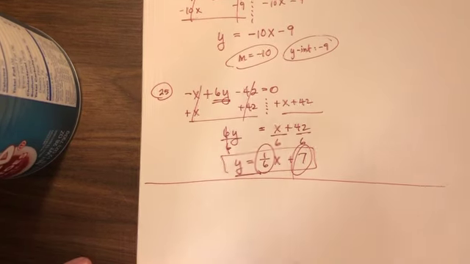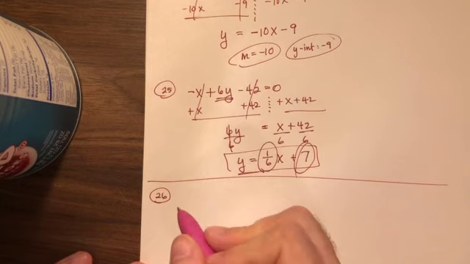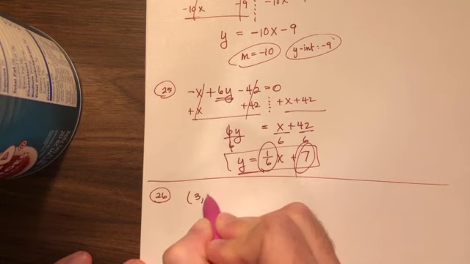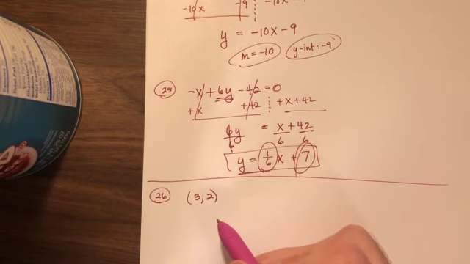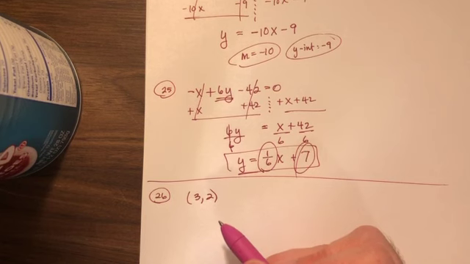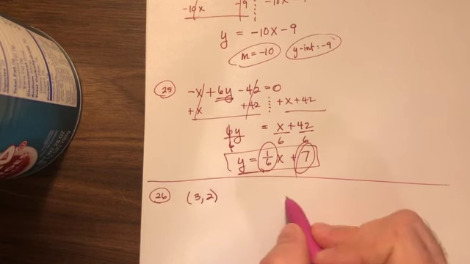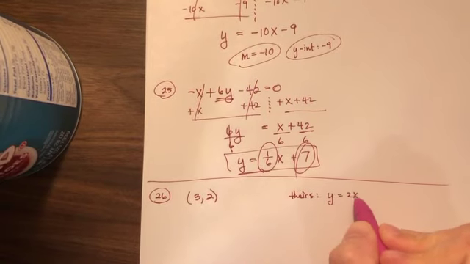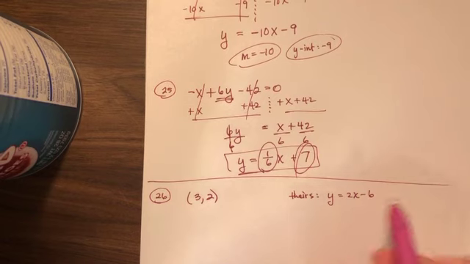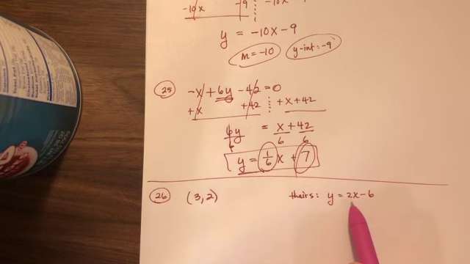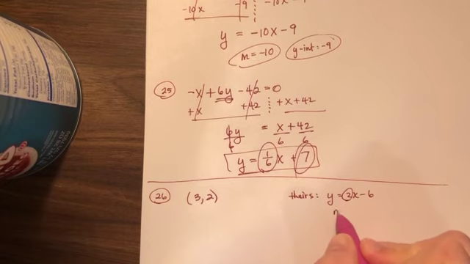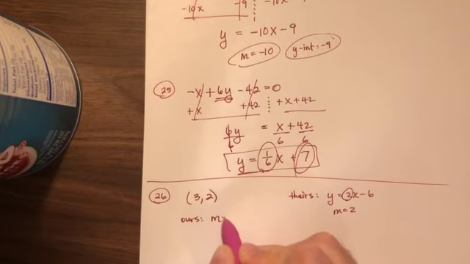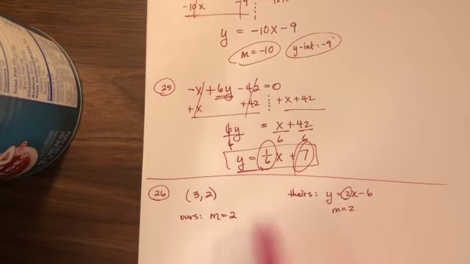So just a few more. Number 26. We got parallel as a concept. And parallel means that you have, this is the point that they gave you, but parallel means that it has the same slope. And their equation is y equal to 2x minus 6. So if I look at this and go, hey, this is slope-intercept form, right? That means that their slope, m, is equal to 2. Well, that means that ours is the same thing, m is equal to 2. That's what it means to be parallel.